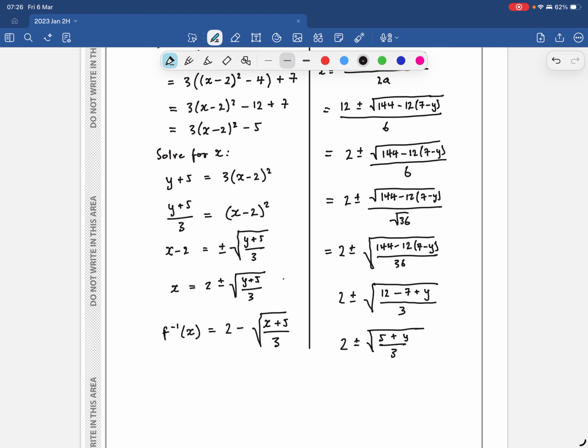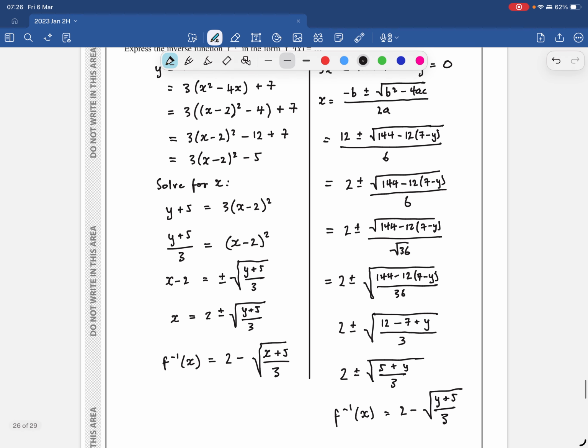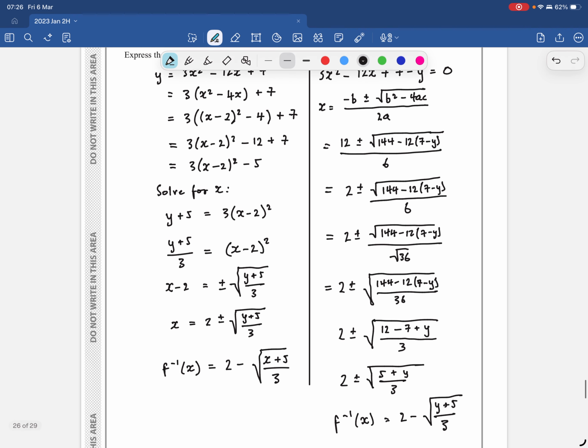and you'll see that I'm at this point now. It's the same as this, and I can just write down again, rejecting the plus sign here. At this point, I can just write down my function, my inverse function. So it's 2 minus the square root of 5 plus y, or y plus 5 doesn't make any difference, over 3. So that's the way of doing it if you use the quadratic formula.